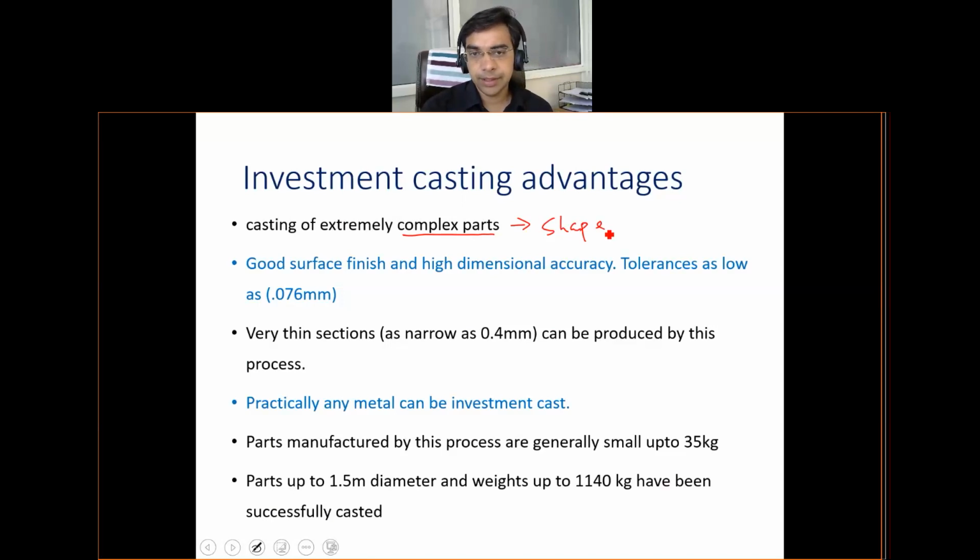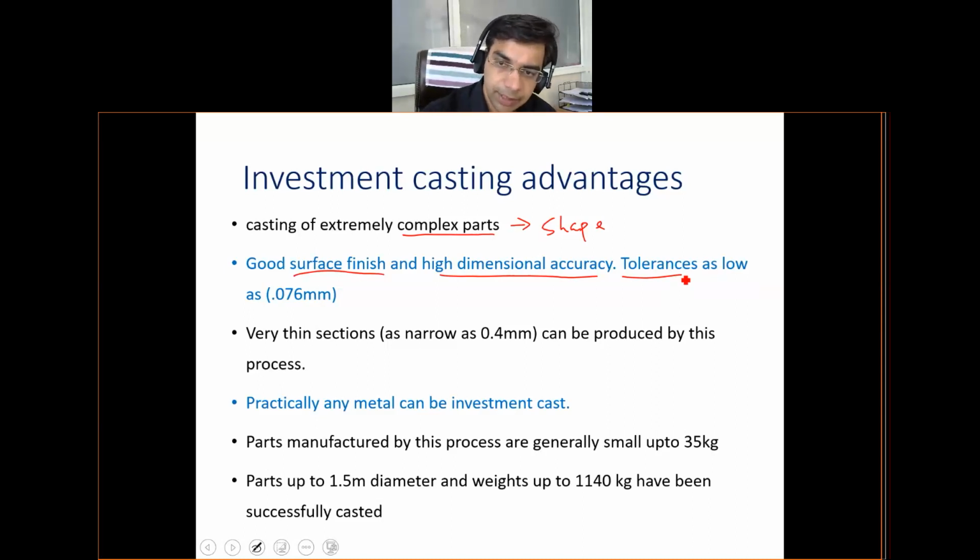Then the second important advantage of this process is that it imparts very good surface finish with very high dimensional accuracy. So what this means is that the surface of the product developed using the investment casting process is very smooth, and at the same time the dimensions of this product are also very accurate. In other words, I can say the tolerances are very low. So what are tolerances? Tolerances are basically acceptable deviations from the actual dimension.